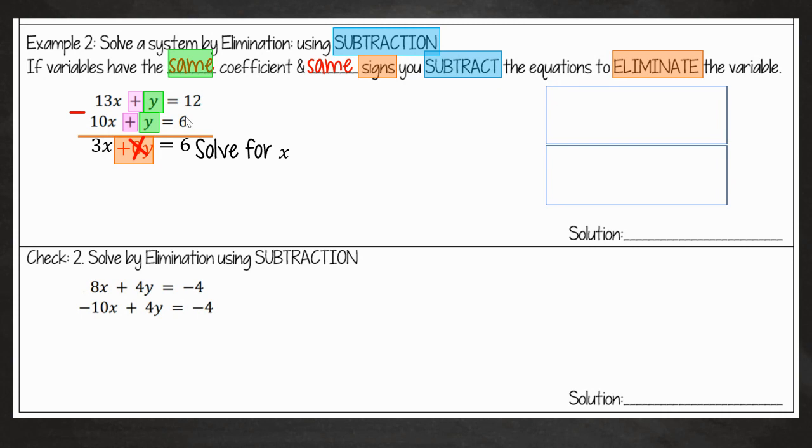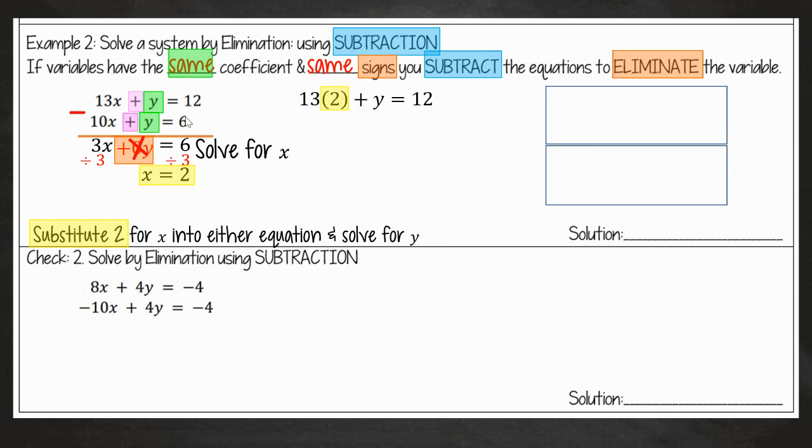So now again, we're going to solve for x. We're going to divide by 3 on both sides, and we get x is equal to 2. Now we're going to substitute the 2 in for our x into either of the equations and solve for y. I'm just going to plug it into my first equation. So 13 times 2 plus y is equal to 12. So I get 26 plus y is equal to 12. Subtract 26 from both sides, and y is equal to negative 14.